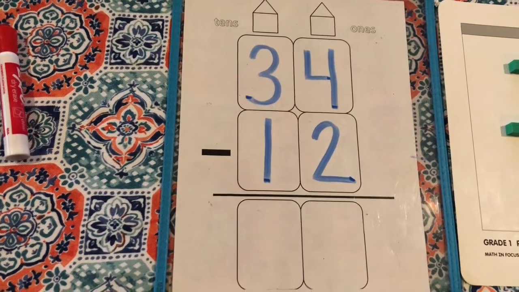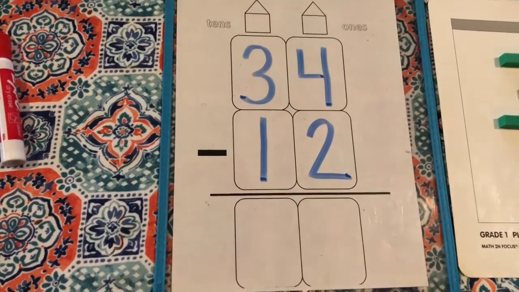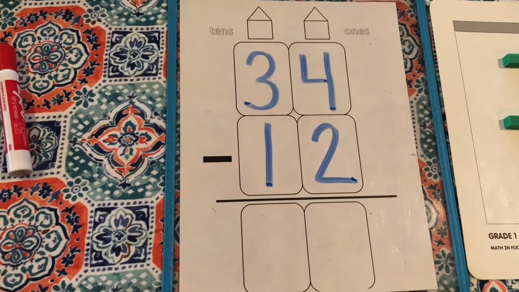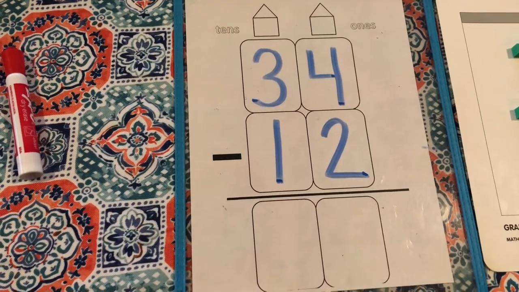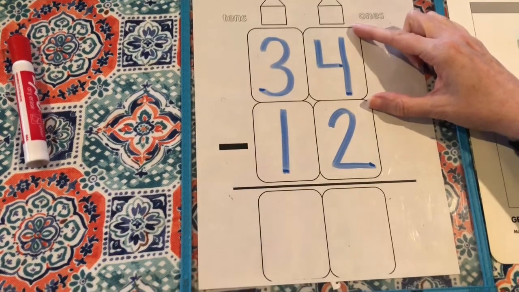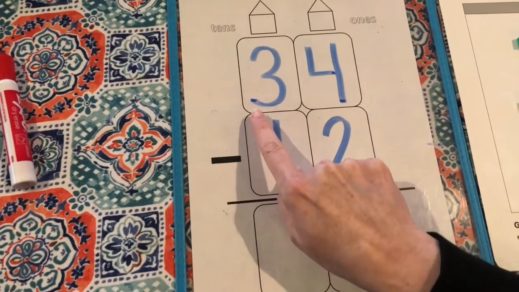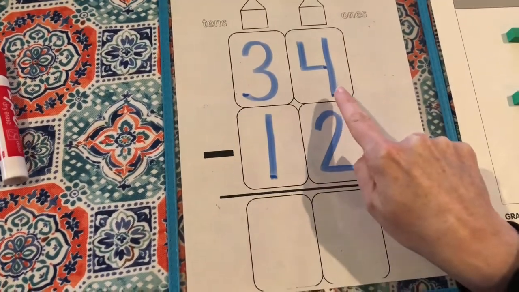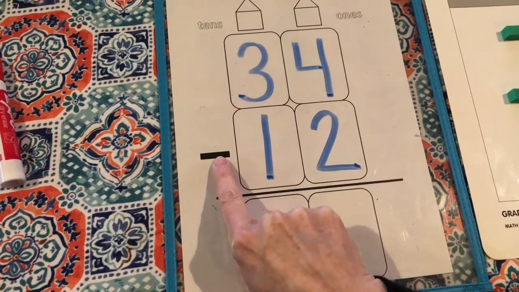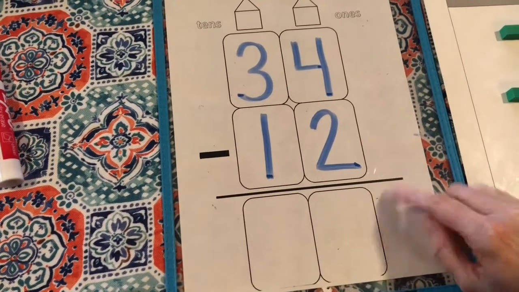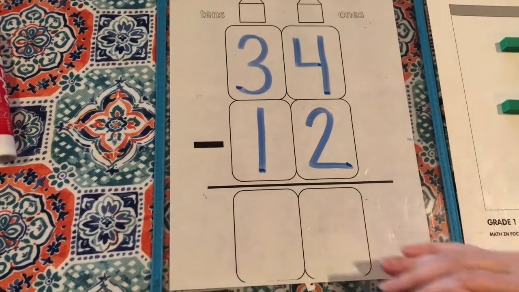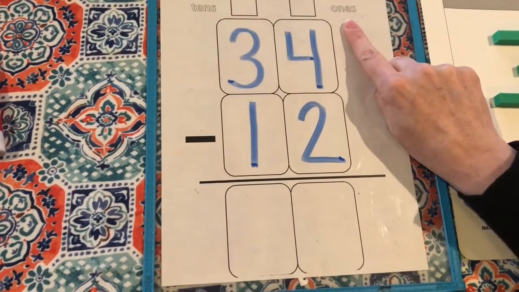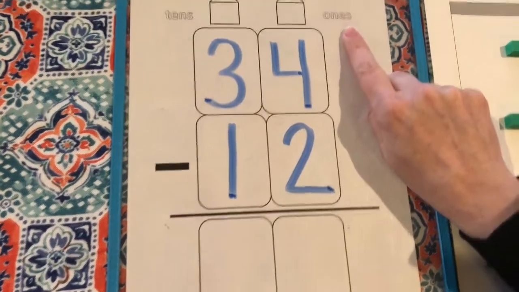Okay, boys and girls, we're going to start our lesson today with a review of double-digit subtraction without regrouping. So remember, when we subtract, we start with the whole. In this problem, it's 34, and we're subtracting 12 equals blank. So when we begin working, we always begin in the ones column every time.